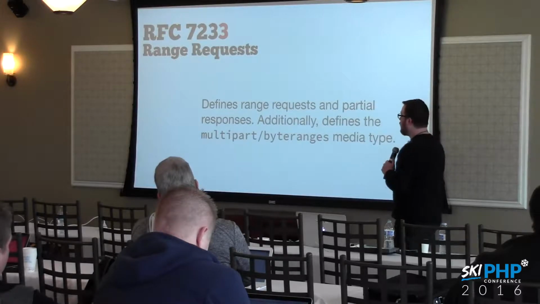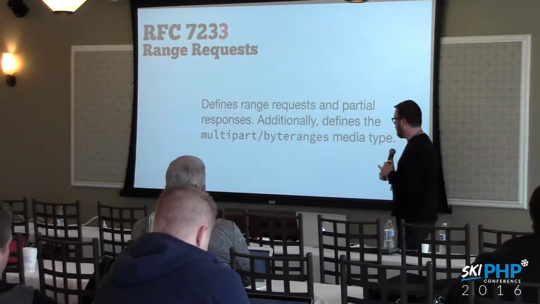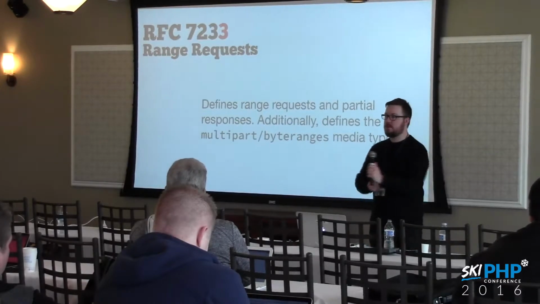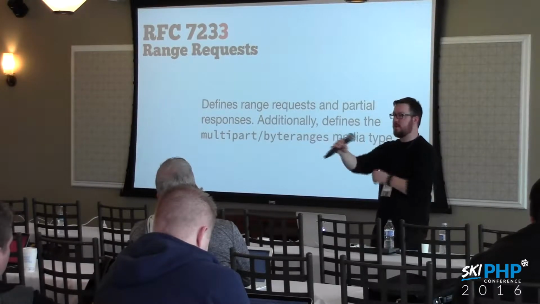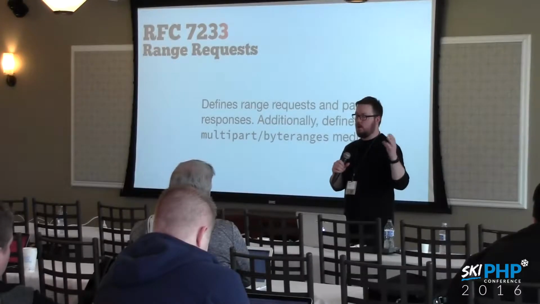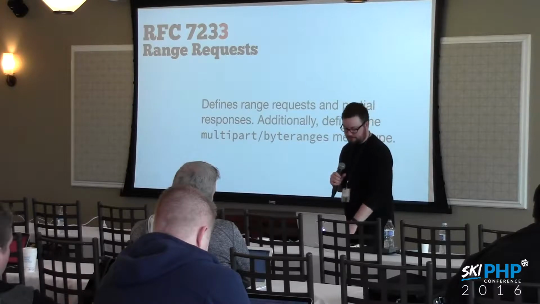Moving on to 7233, which is range requests. This defines range requests and partial responses. These are important for things like APIs or static content, like if you want to just get part of an image or load an image in bytes or chunks.